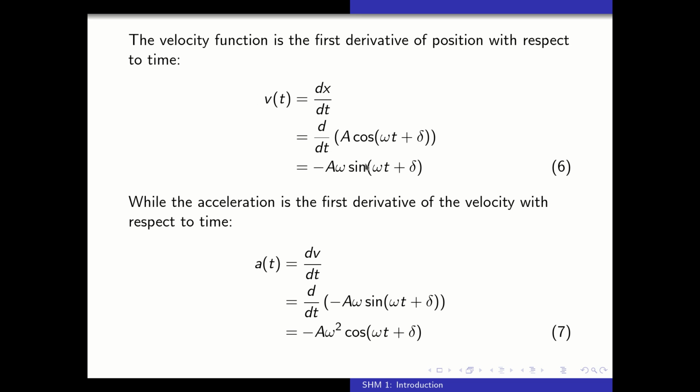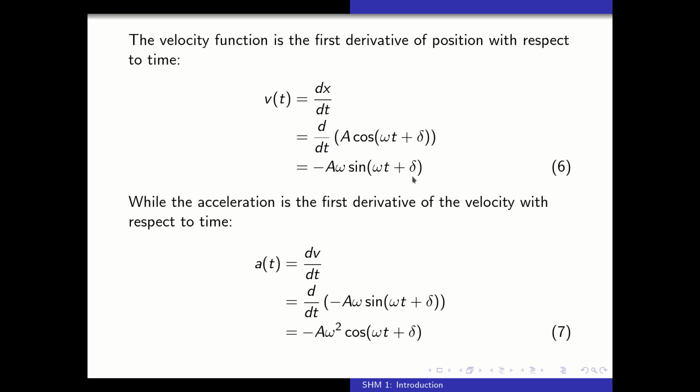And so we're going to write this out in the standard way. A is a constant, so the time derivative slips inside that. And we apply the chain rule. The derivative of cosine is negative sine. And then we apply that derivative to the argument of the cosine function. So the argument is omega t, and the derivative of omega t with respect to t is omega. The derivative of delta with respect to t is 0. Delta is a constant. And so we end up with minus A omega sine omega t plus delta.